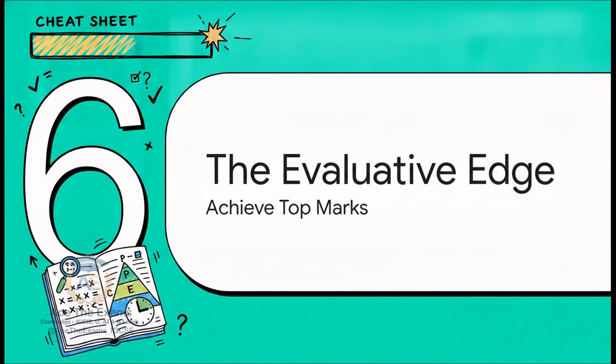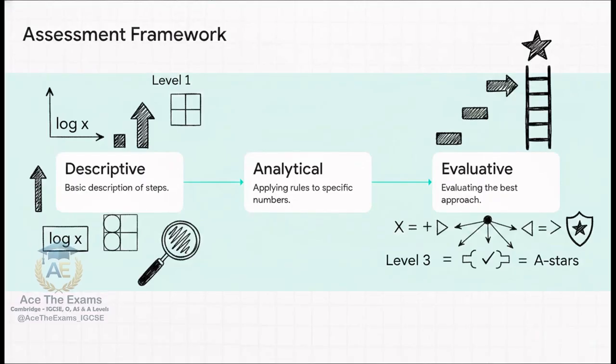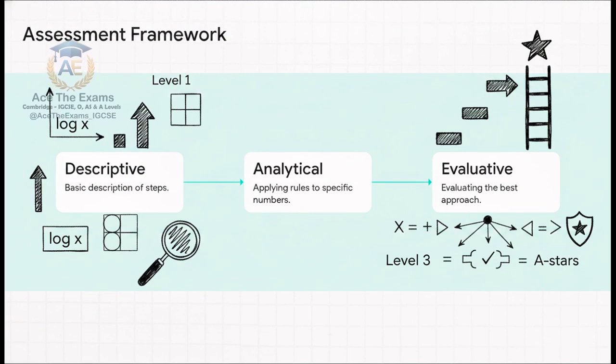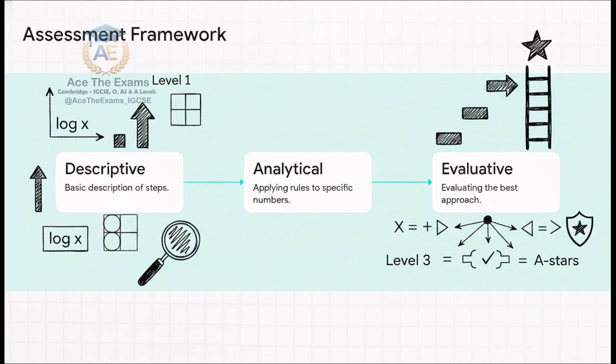This matrix ensures you are spending the right amount of proportional minutes on a heavy 6-mark multi-stage question versus a simple 2-mark state the value question. Notice how the examiner's grading framework climbs. You must push past just describing the steps, move into analyzing the alternatives, and finally, arrive at evaluating your entire approach. Level 1 candidates just describe. They just write down a log law on the paper. Level 2 candidates analyze. They correctly apply that log law to the specific numbers given in the question.